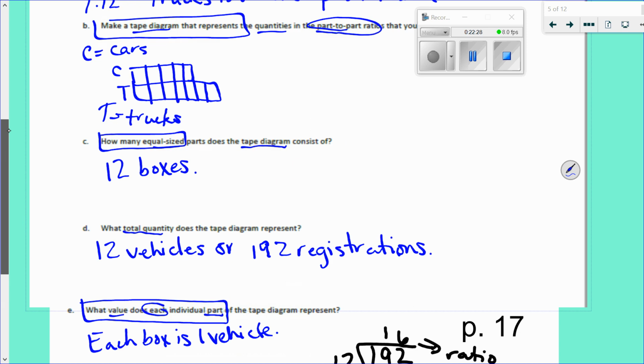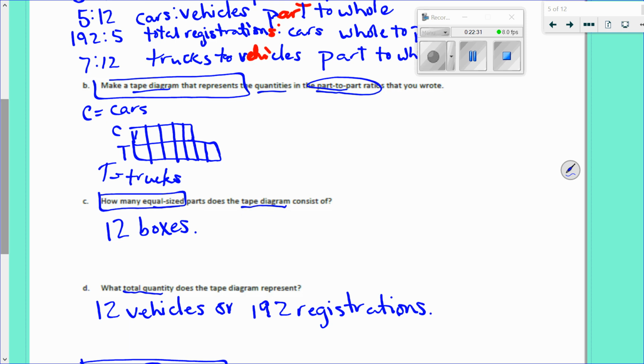Awesome. So I go back to my tape diagram, and every box now gets a 16. Not a 12, 16. Okay, so if every box has a 16, how many cars do I have? 5 boxes of 16 means I have 80. 7 boxes of 16 means I have how many trucks? Sophie? 7 boxes of 16 means I have? Wesley? 112.